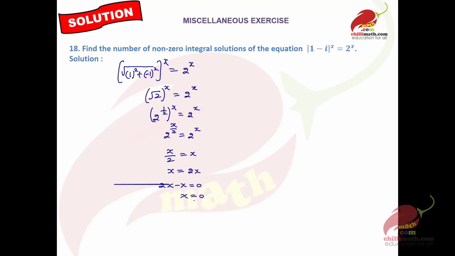2x minus x is x, but we are told to find the number of non-zero integral solutions, but we have got zero solution. So that means there is no non-zero integral solution. So we can write here no solution is possible.